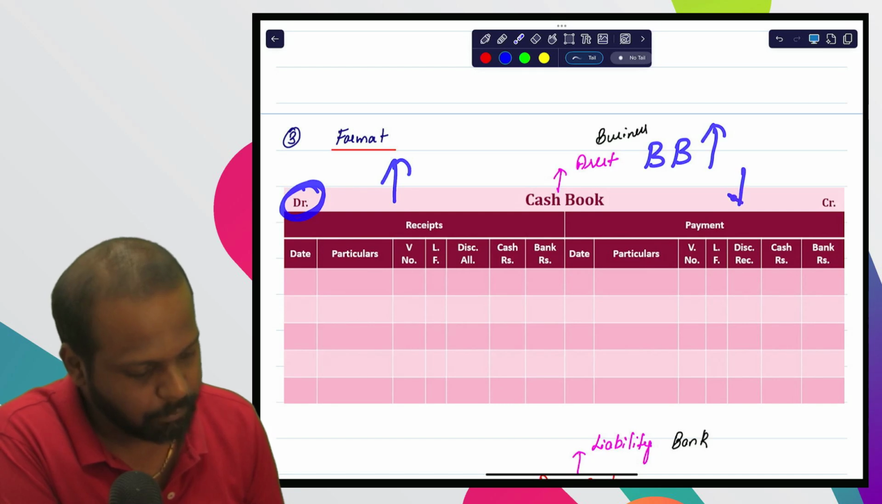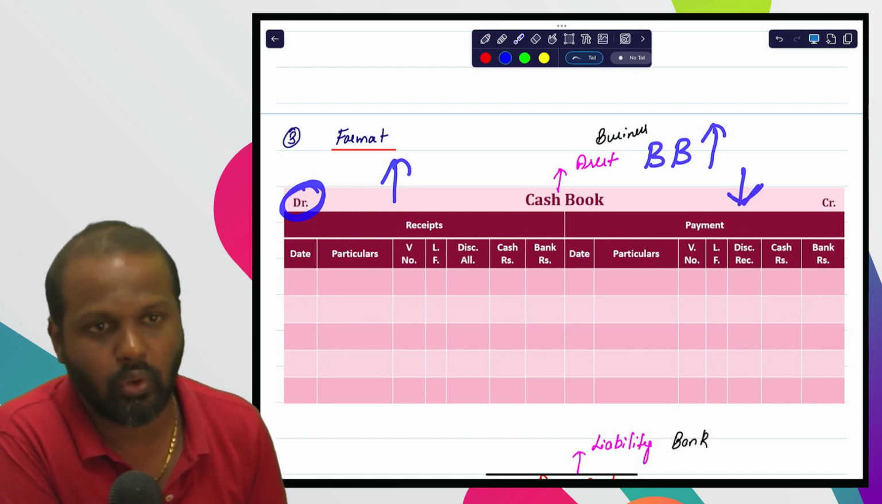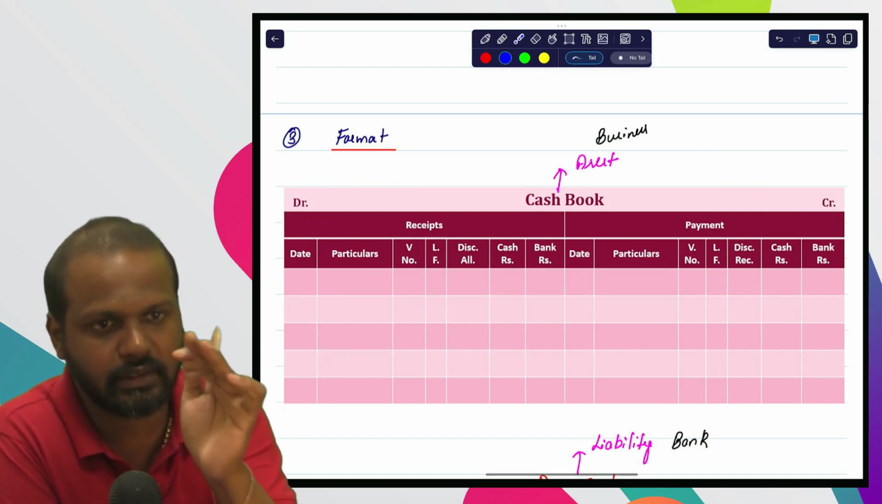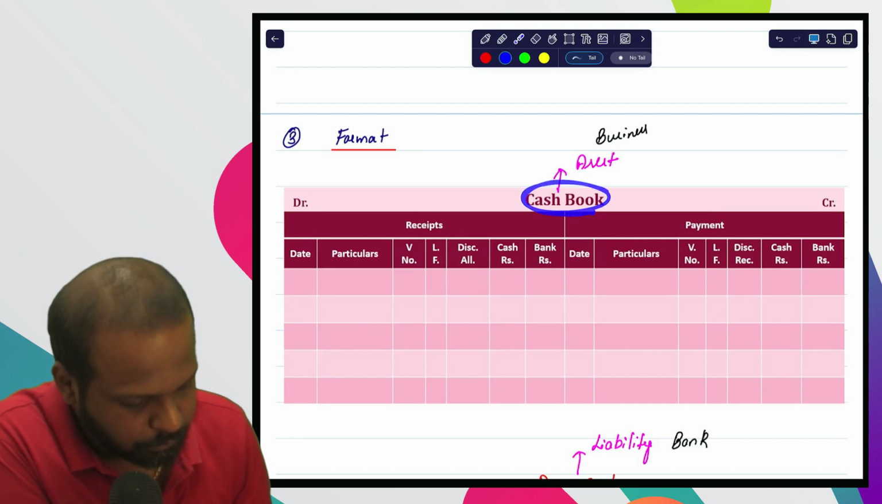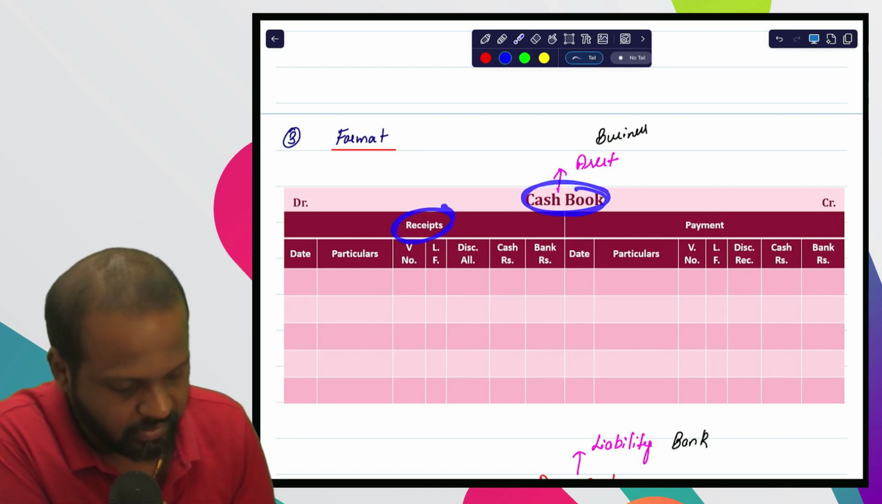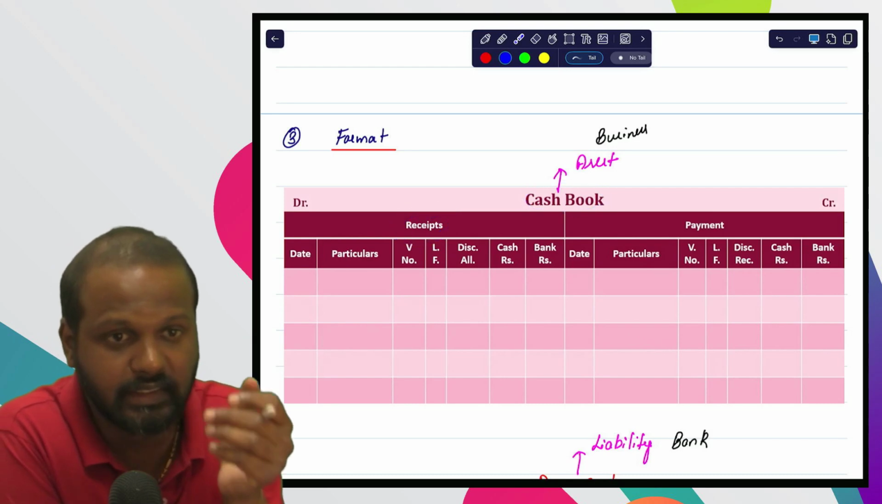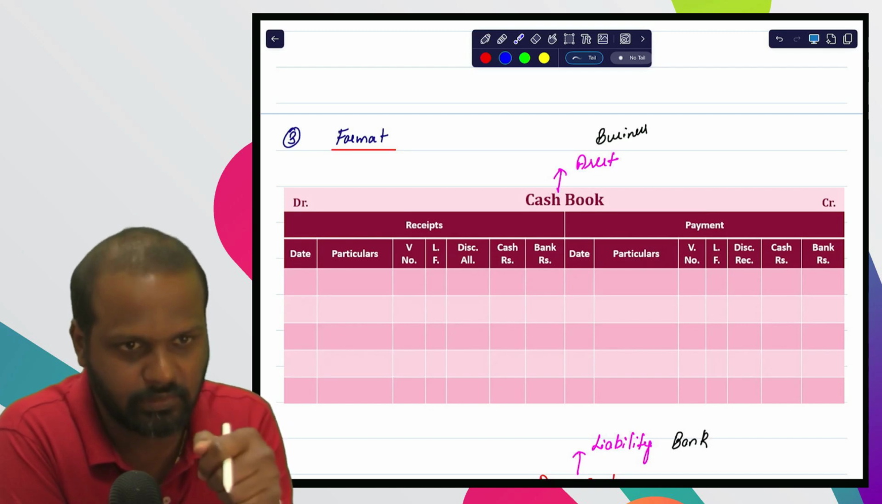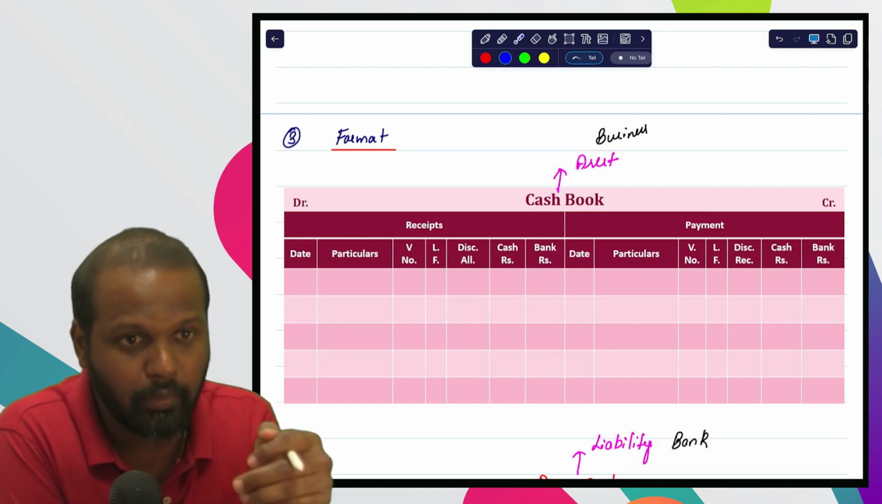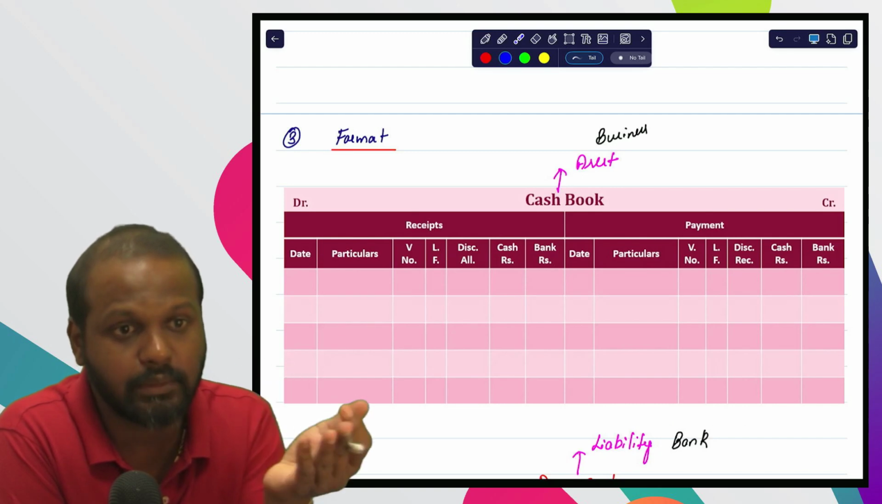But whenever bank balance decreases, we do credit. Because what is the rule of asset? Asset increases debit, asset decreases credit. That is the reason in cash book, the debit side is called receipts. Receipts means when money enters into the bank account. But when money goes out of the bank account, we call it payment.